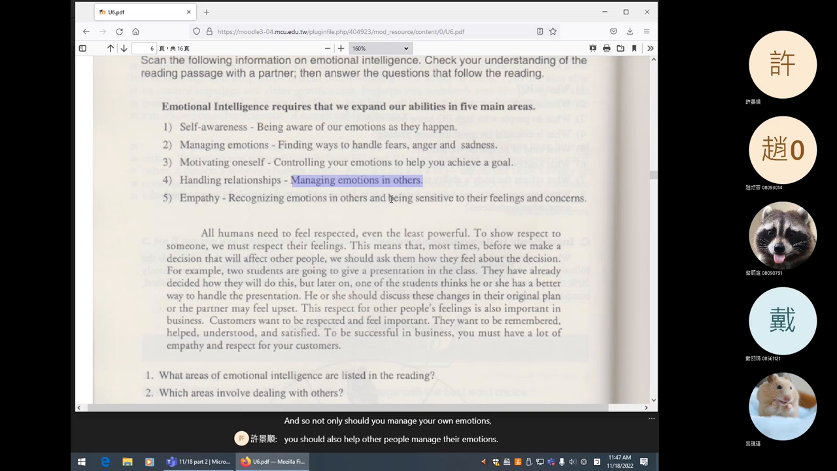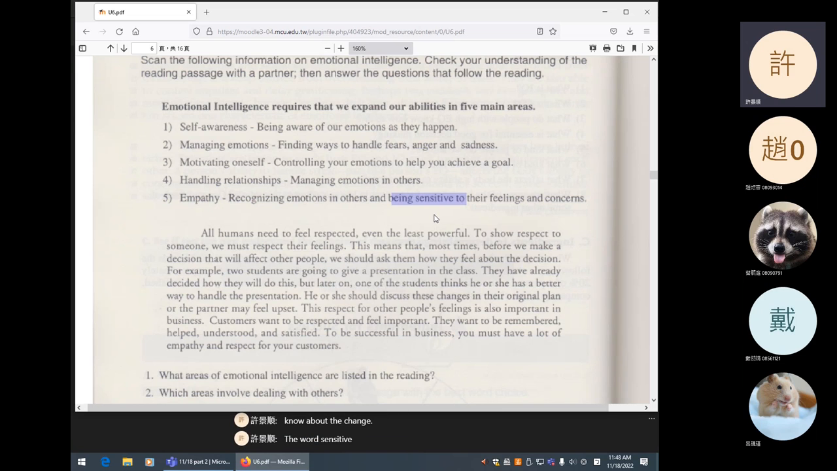And then here, be sensitive to something means that you are aware of something. You know about something. You know that something is going on. If it changes, you also know about the change. The word sensitive simply means in Chinese 敏感. But to be sensitive to 对什么很敏感, does not mean the same thing in Chinese.